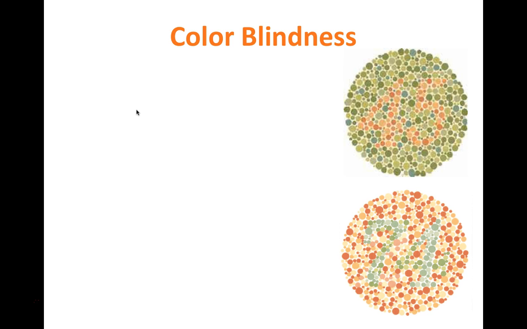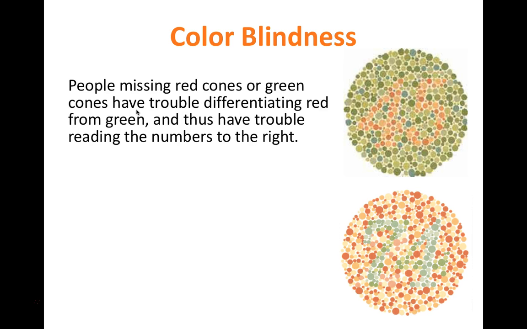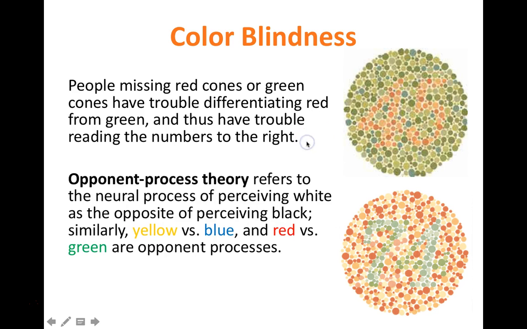Okay, so color blindness, okay, people who are missing red cones or green cones have trouble differentiating red from green, and thus would have trouble reading the numbers to the right here. Okay, you look, it's 45. It would be hard for someone who's colorblind in this way to see that number.